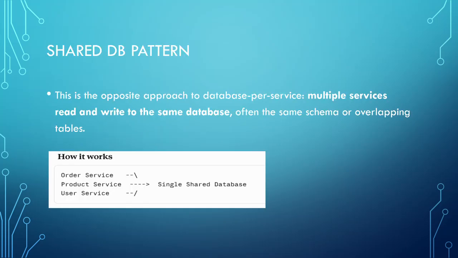Let's move on to the second pattern, shared database. This is quite the opposite of database per service, because multiple services can read or write using the same database, often referring to the same table or schema. See how it works: order service, product service, and user service all point to the same single shared database. Mostly we should prefer database per service, but in case of converting from monolithic to microservices, we can very well go for a single shared DB.